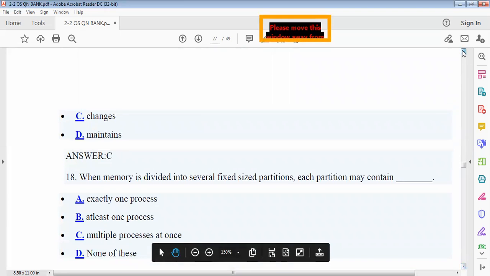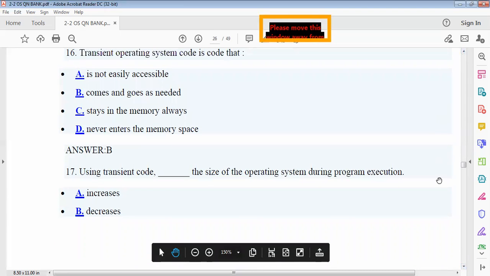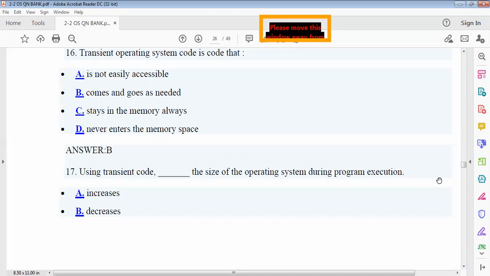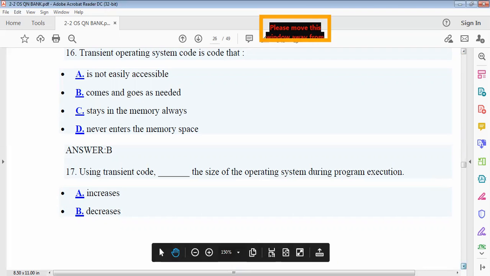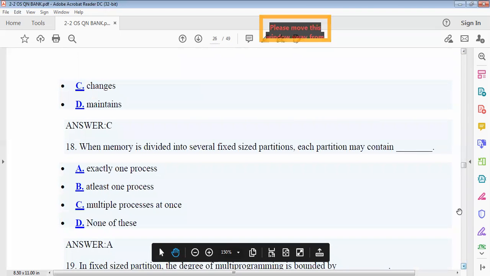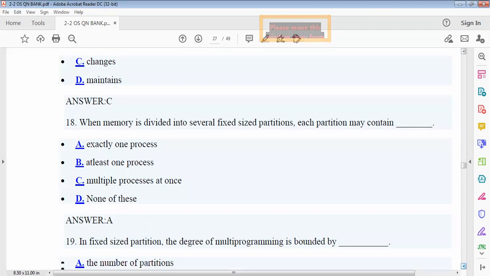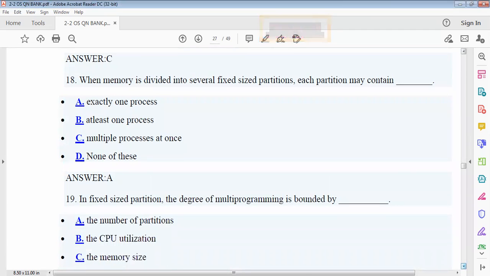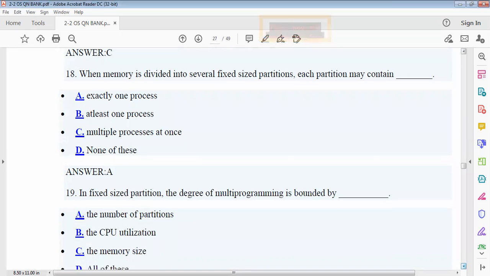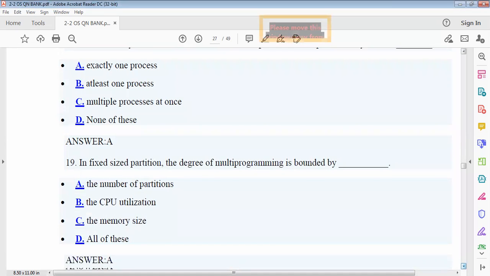Next question. Using transient code changes the size of the operating system during program execution. Question 17, option C is correct, changes. Number 18. When memory is divided into several fixed size partitions, each partition may contain exactly one process.